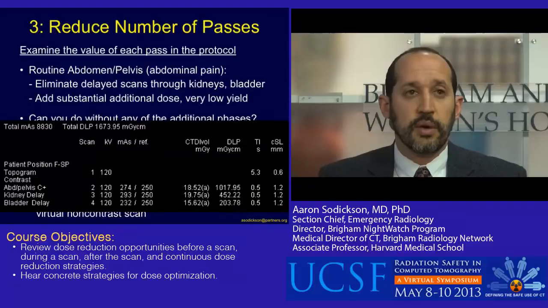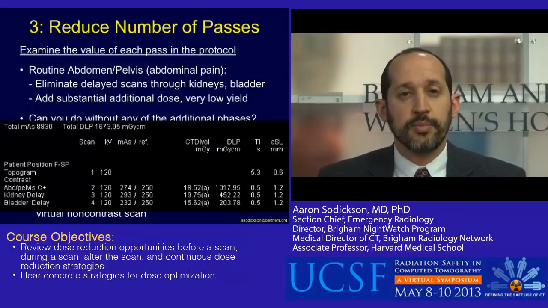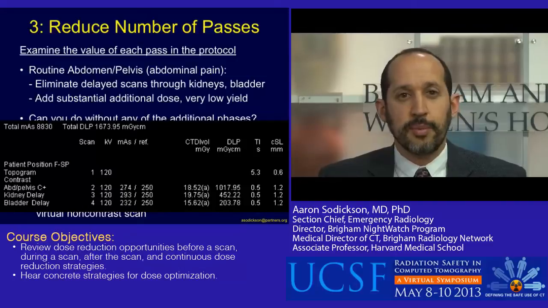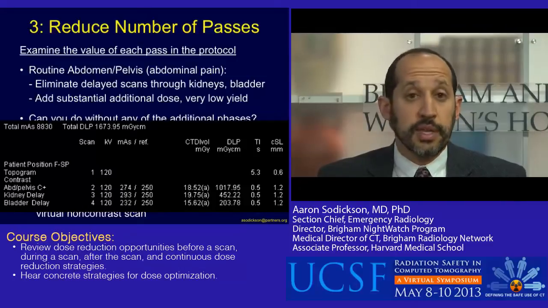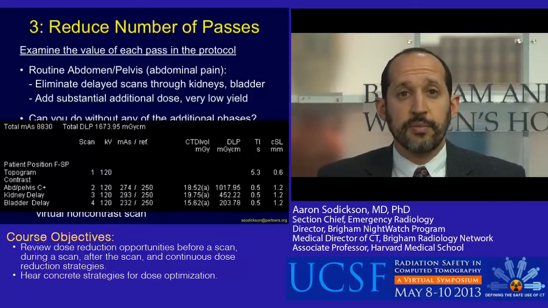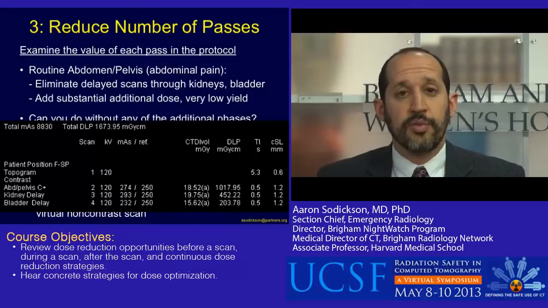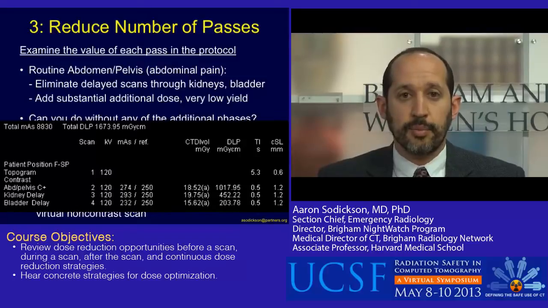Now the next general strategy I want to talk about is in thinking about your protocols, it's important to examine the value of each pass we take through the patient's anatomy. Here's an example, a routine abdomen pelvis CT. It became fairly popular several years ago since we were giving IV contrast to try to extract as much information as possible by doing a delayed scan through the kidneys and through the bladder. But I would argue that this actually adds a substantial additional dose while providing very little clinical yield, at least for the patient population of routine abdominal CT for abdominal pain.